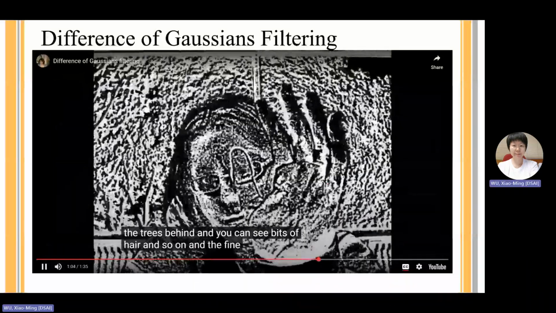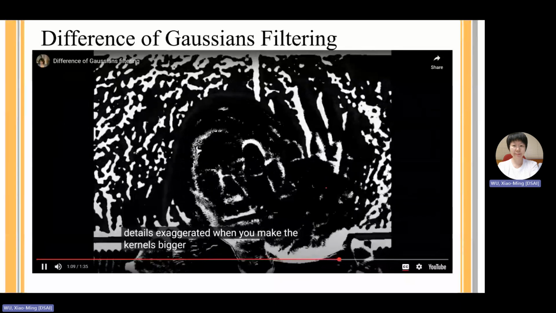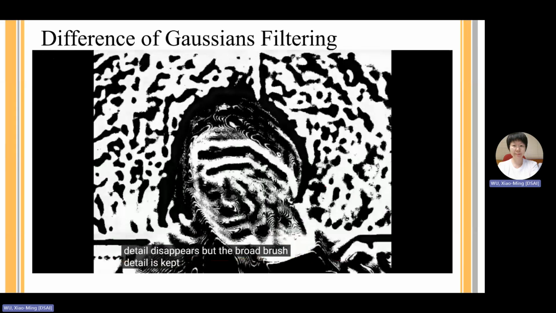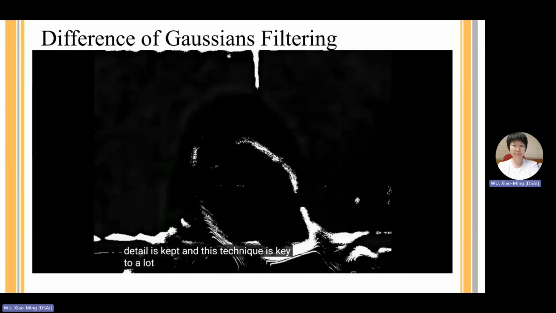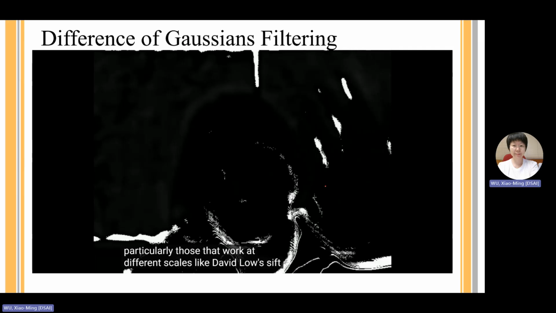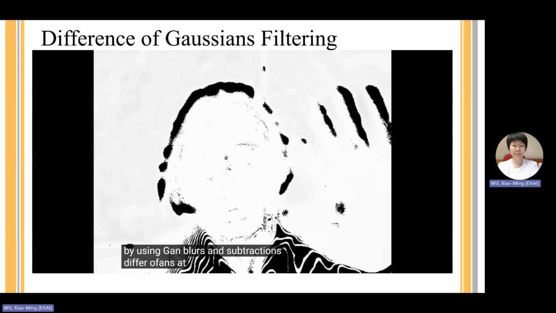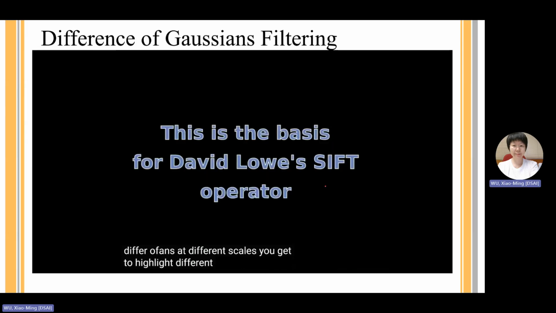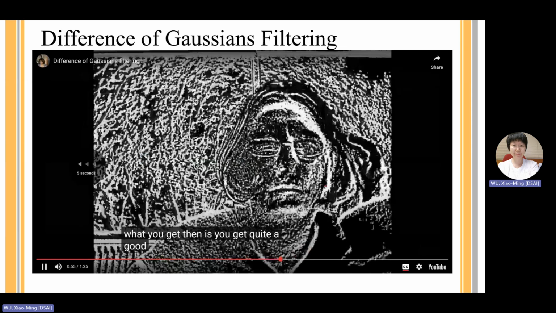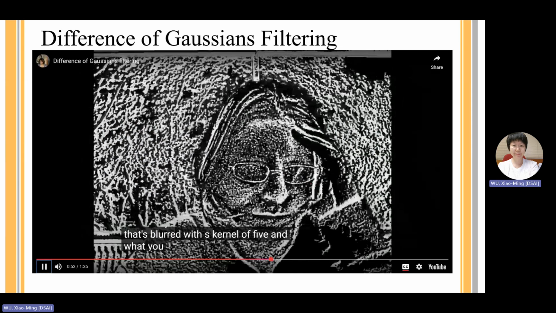And the fine details are exaggerated. When you make the kernels bigger, the fine detail disappears, but the broad brush detail is kept. And this technique is key to a lot of feature detectors, particularly those that work at different scales, like David Lowe's SIFT. By using Gaussian blurs and subtractions, difference of Gaussians at different scales, you get to highlight different parts of the difference of Gaussians. So look at this: kernel of 5, and what you get there.